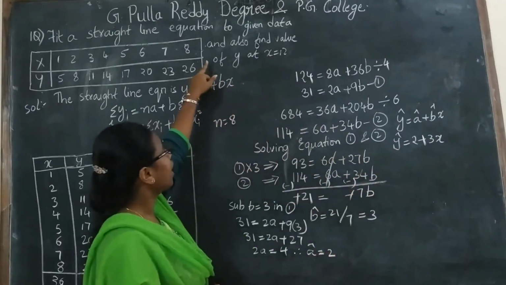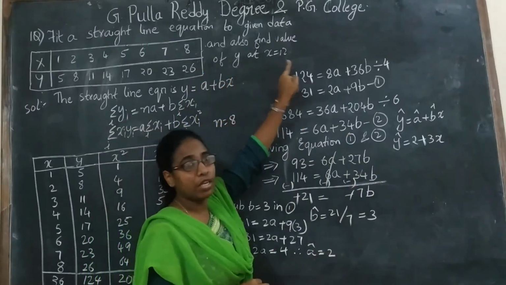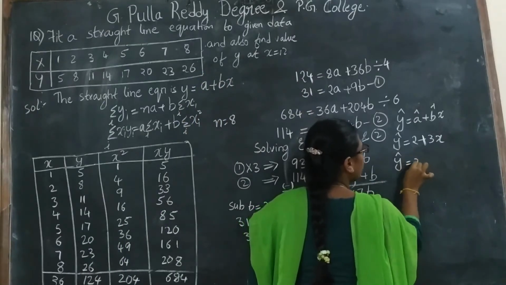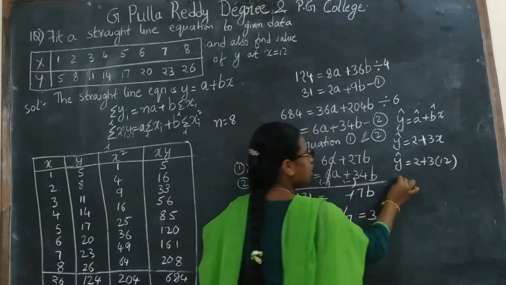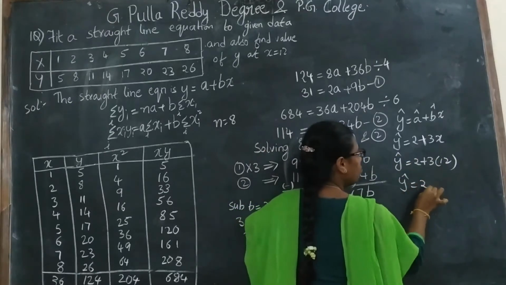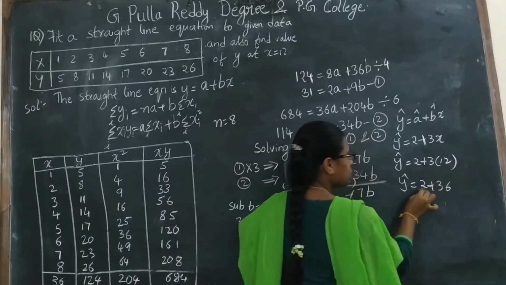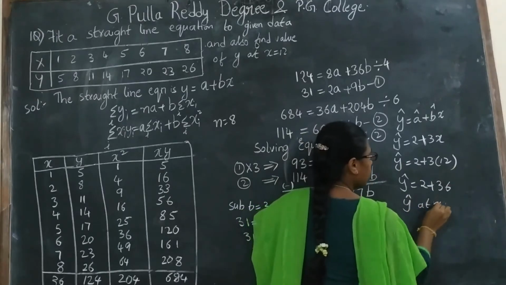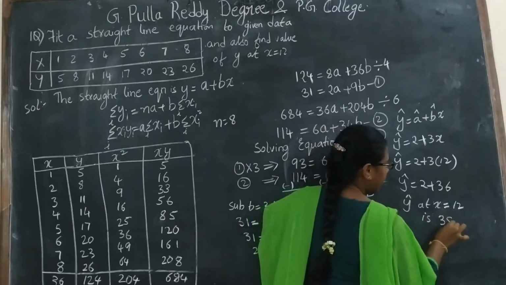And in our question they have also asked to find the y value at x equals 12. So in this equation substitute x equals 12. 2 plus 3 into 12. So y hat equals 2 plus 12 3s are 36. 36 plus 2 is 38. So therefore y hat at x equals 12 is 38.